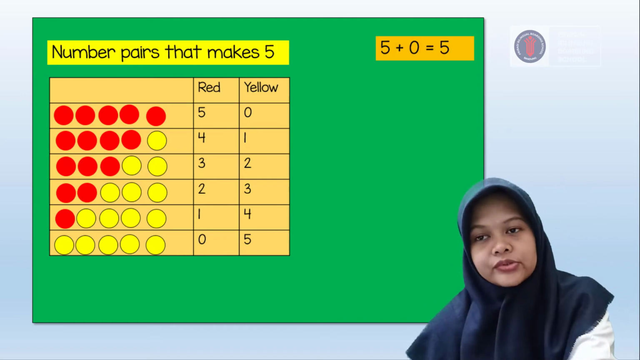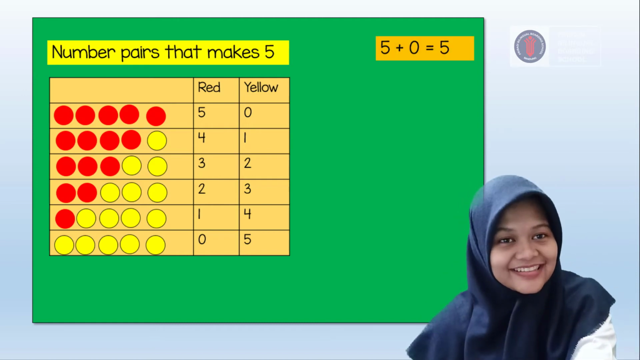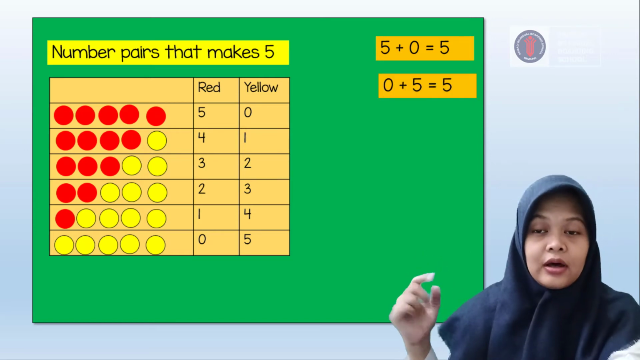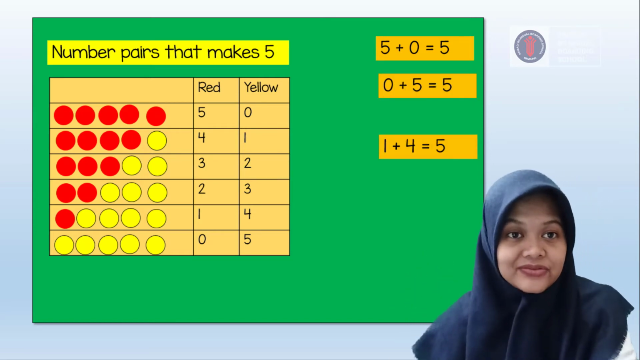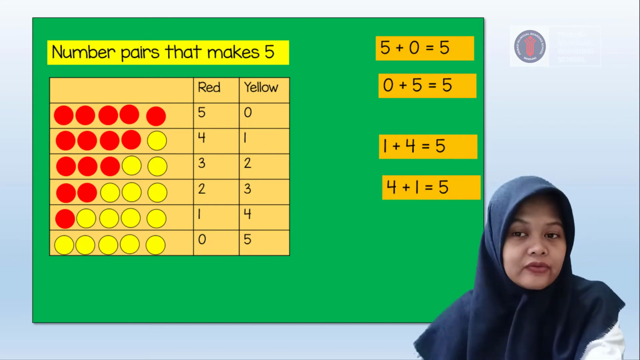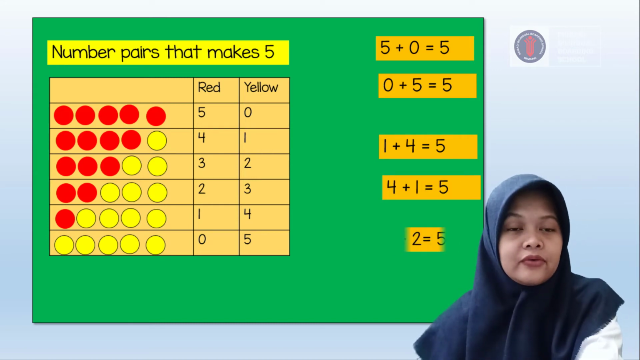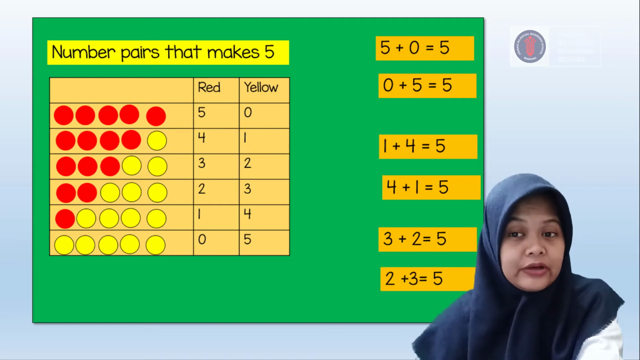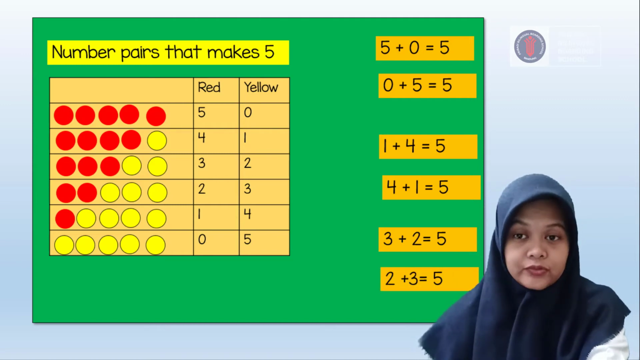Or we can also use number sentences. 5 plus 0 makes 5. 0 plus 5 makes 5. 1 and 4 makes 5. Or 4 and 1 makes 5. 3 plus 2 equals 5. Or 2 plus 3 equals 5.